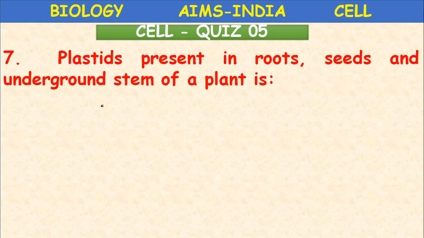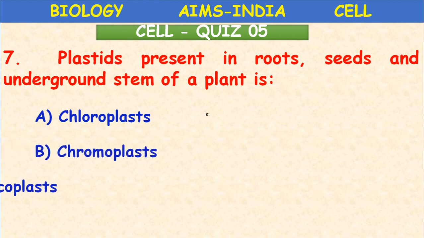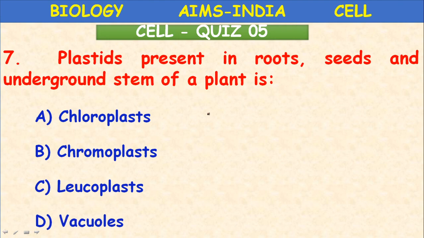Reading the question is very important, children. Adopt reading the question with concentration. The plastids present in roots, seeds, and underground stem of a plant are chloroplasts, chromoplasts, leucoplasts, vacuoles. Okay, roots, stem, and underground stem. Underground stem means like potato.